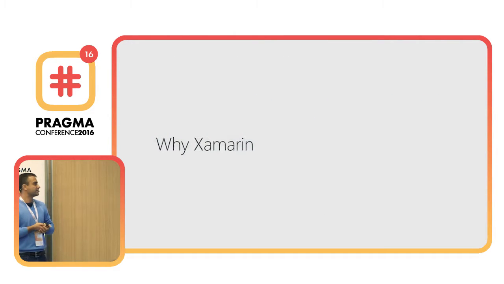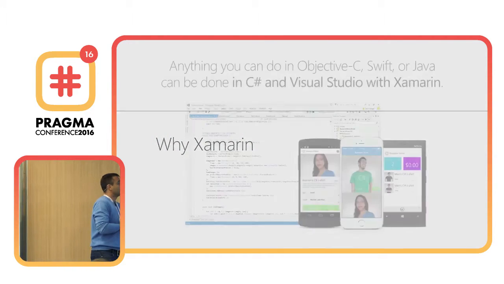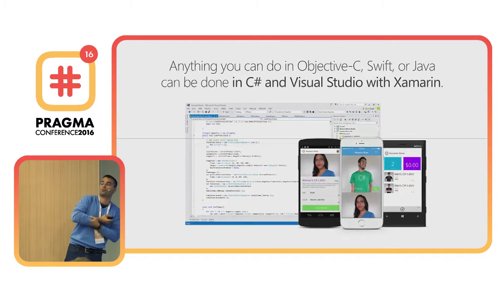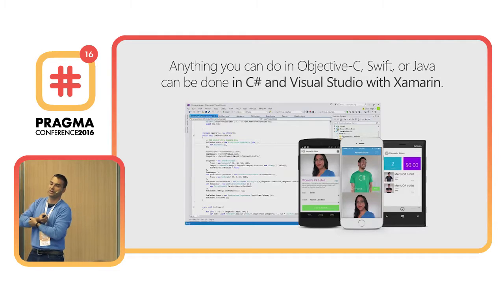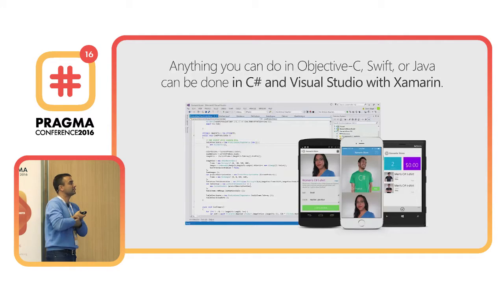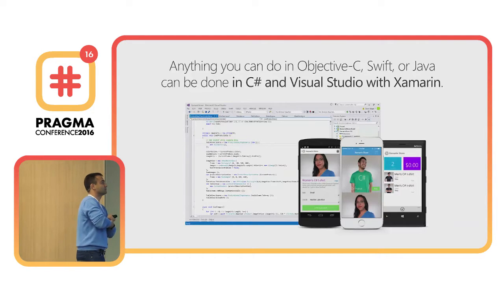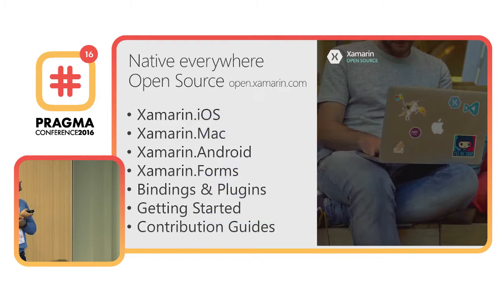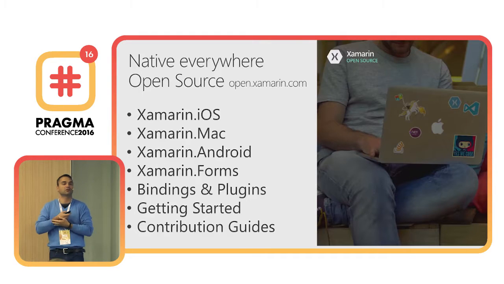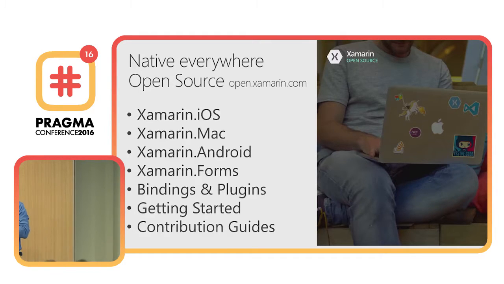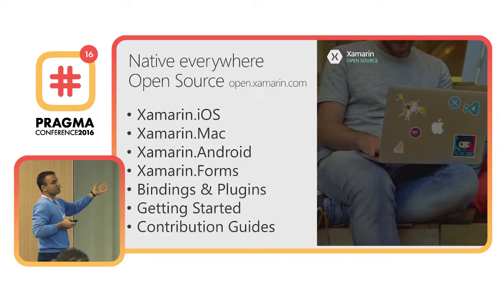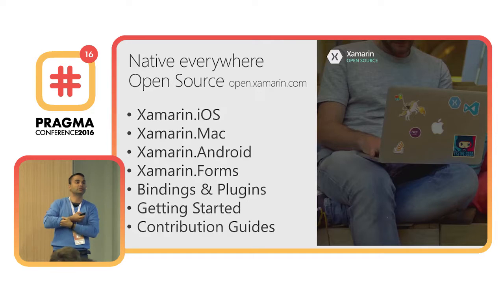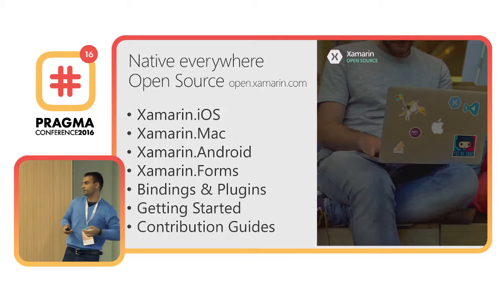So, the big question: why use Xamarin? Remember that 100% of the things that you can do with Objective-C, Swift, and Java, you can always translate into C# and use Visual Studio and Xamarin. It is now open source, and the community edition is free. The Xamarin Tools community edition, meaning for teams with less than 5 developers, is free. Open source on GitHub means you can fork it, you can modify, you can contribute, and do pull requests.